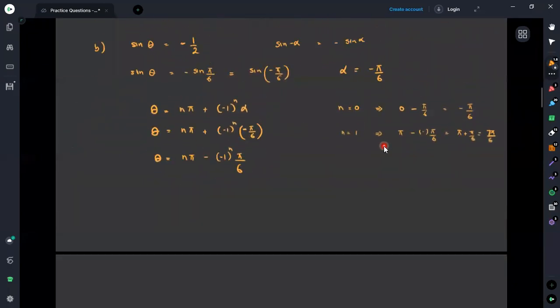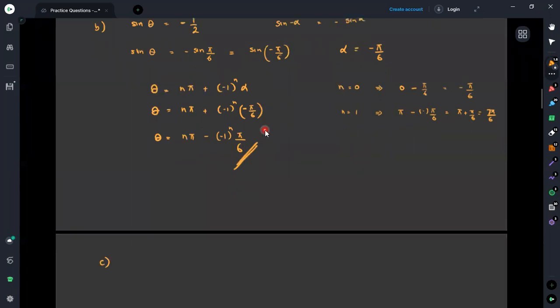Now we can see that we are getting the general solution using this equation. Therefore, if limited values are given for theta, then we have to find the possible values of theta by substituting suitable values of n. If no condition is given, we can simply say that theta is equal to n pi minus minus 1 to the power n times pi divided by 6.